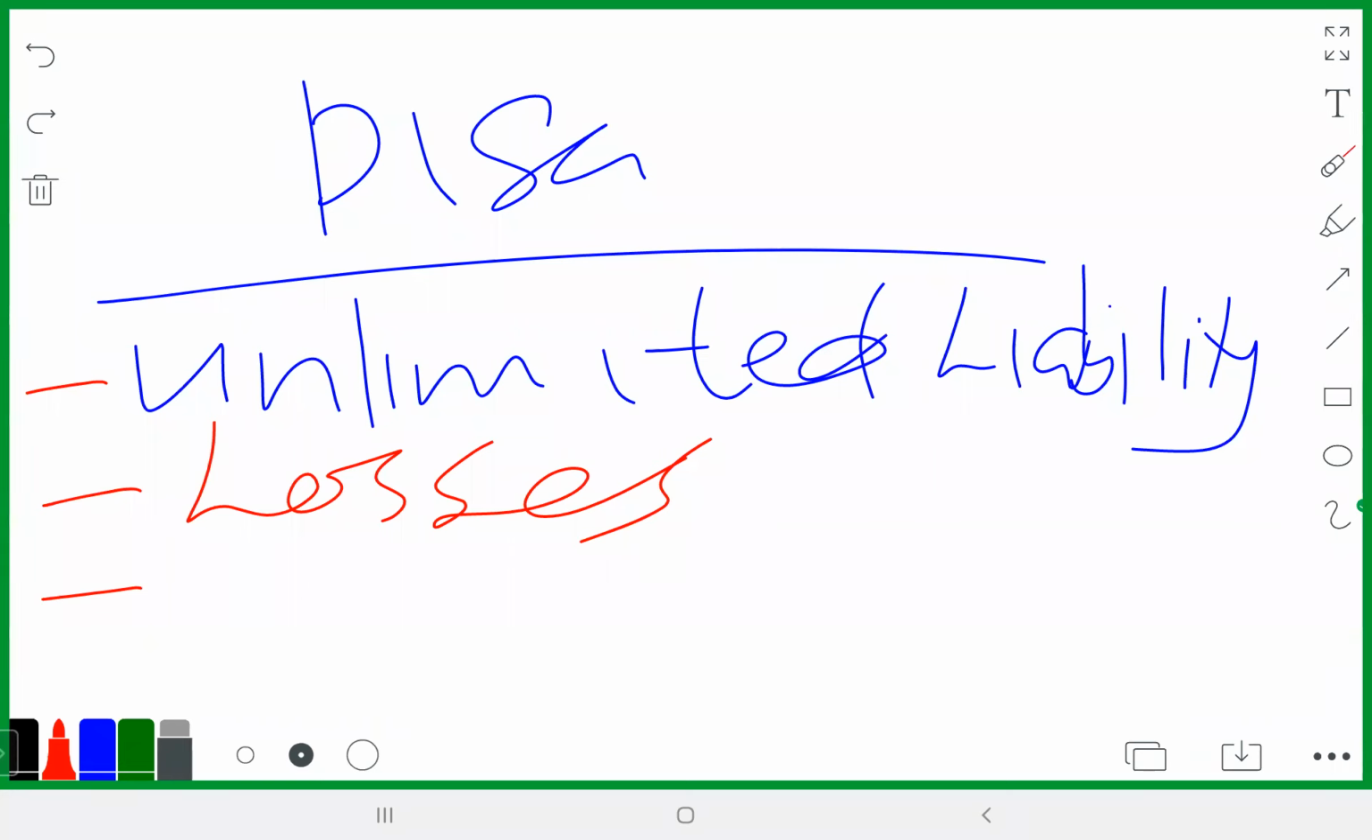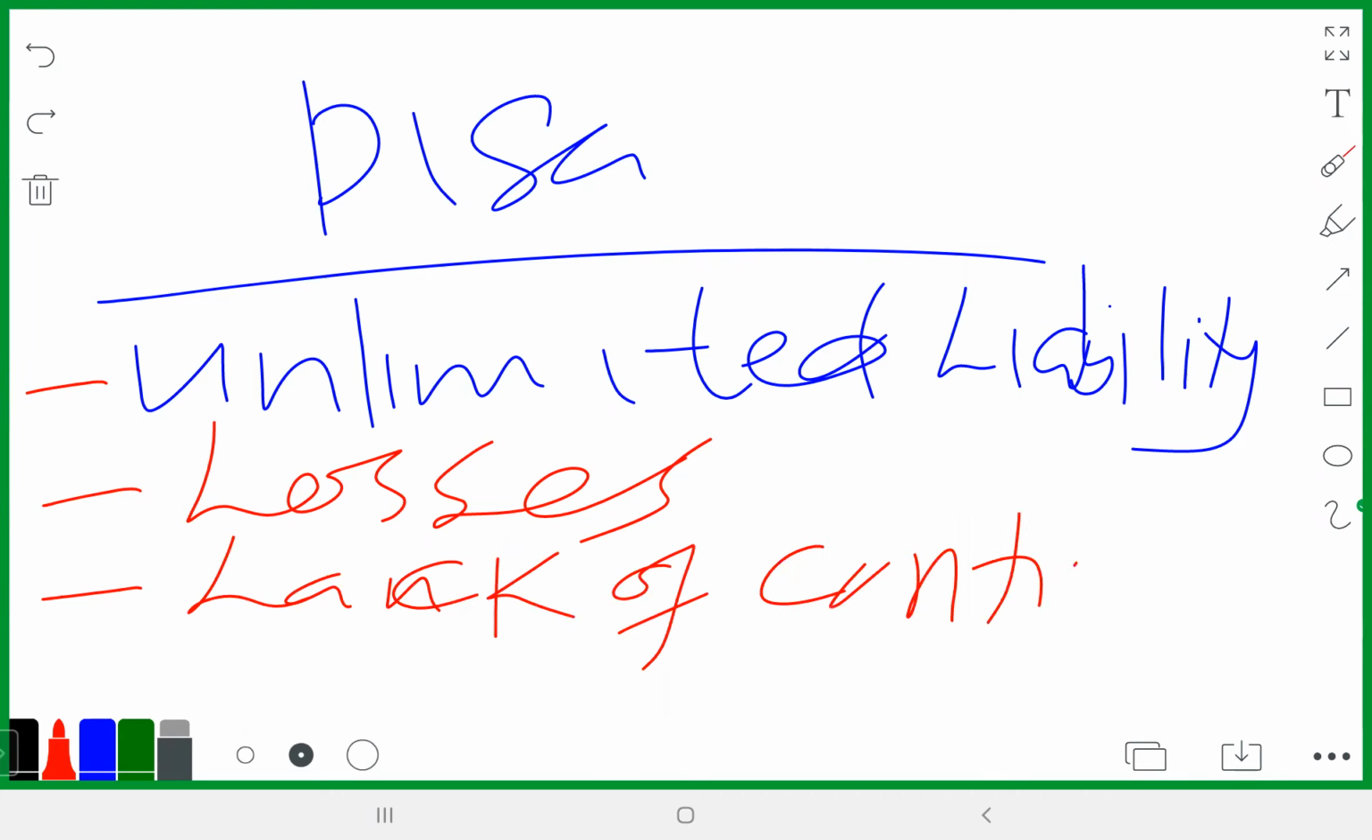Another disadvantage: the business life depends on the owners. So there is lack of continuity in case of death. In case the owner dies, usually you find that these businesses cease existing.